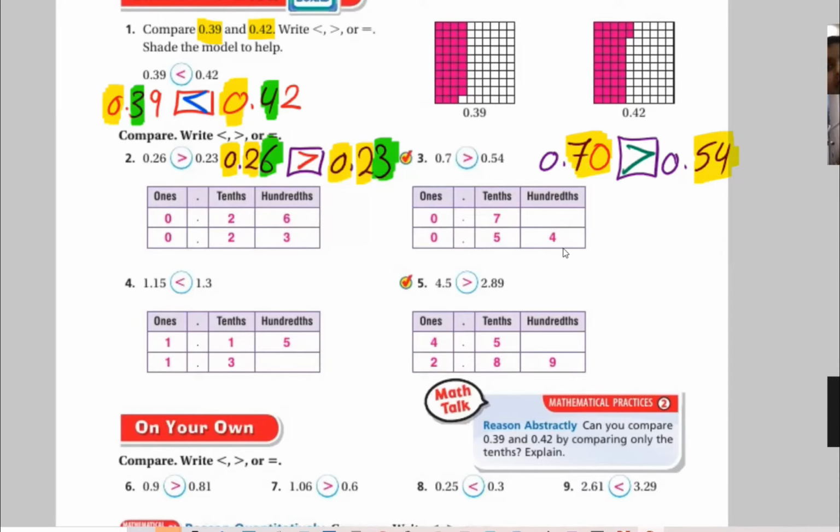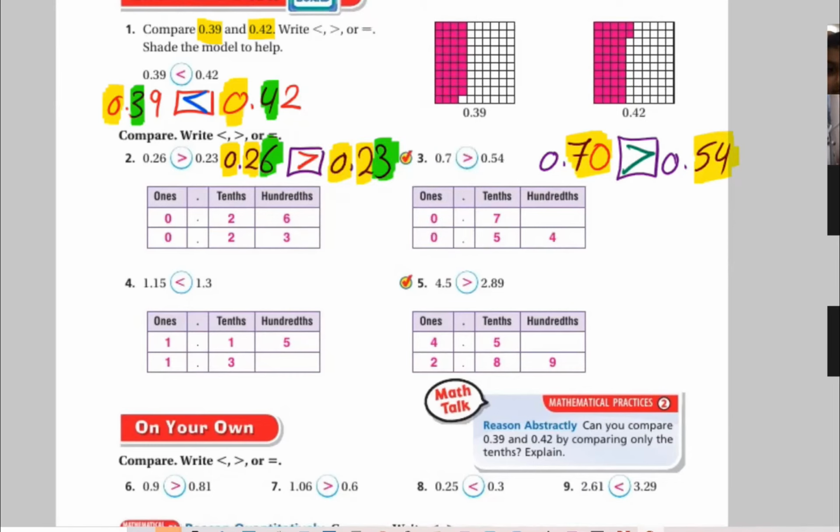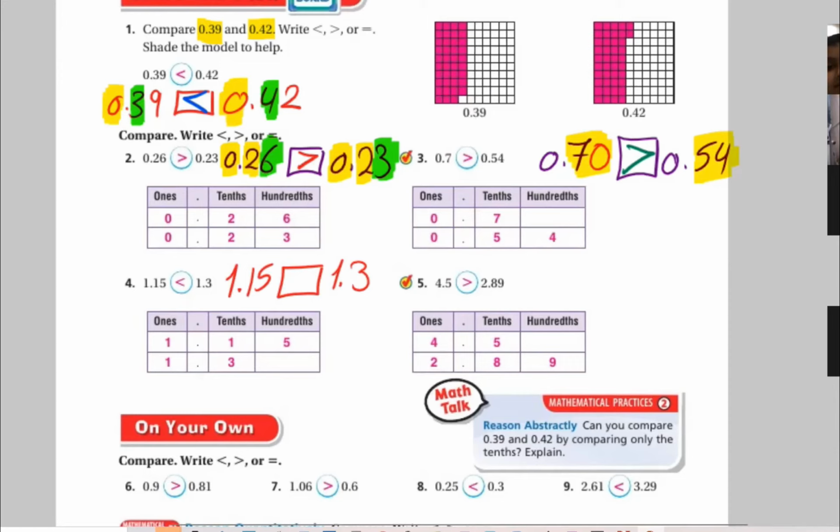Okay, what about Faisal Hamoud? Faisal, are you there? We're at question 4, right? Yes. Can you raise your voice, please? Your voice is not clear enough. So 1.15 greater than or smaller than 1.3. Yes. Faisal. Okay, I'm here, yes.